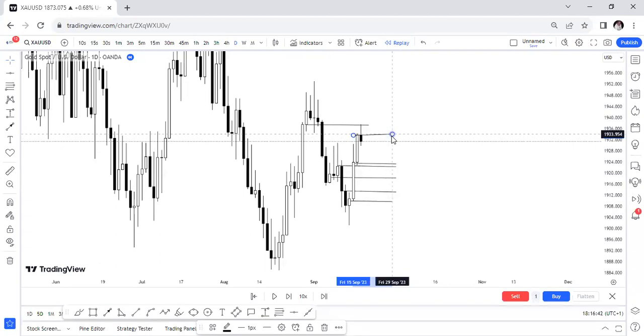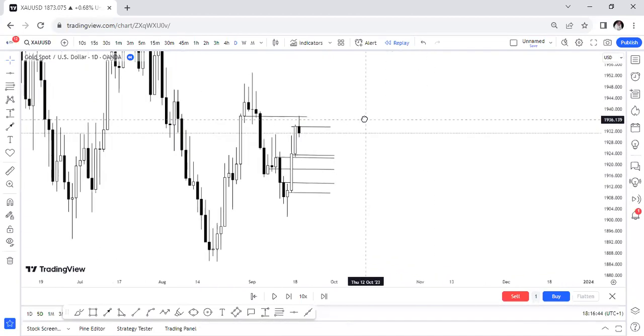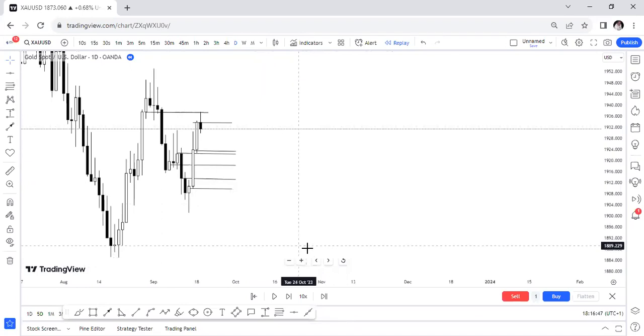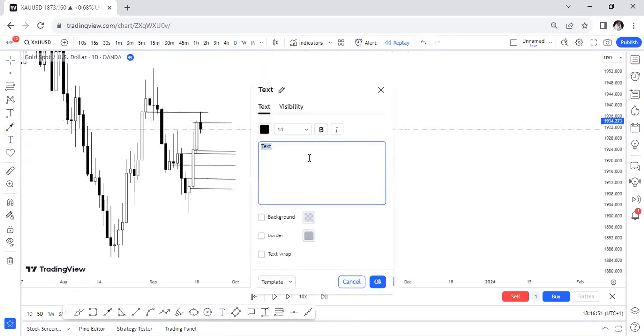And one thing you must look out for: you must validate your levels that are being tapped into. Before you first see your SNR validation in your setup, you want to see this. First thing you must see, you must come with a wick, a shadow. Price must tap into it. Then you want to see a liquidity sweep, LS.